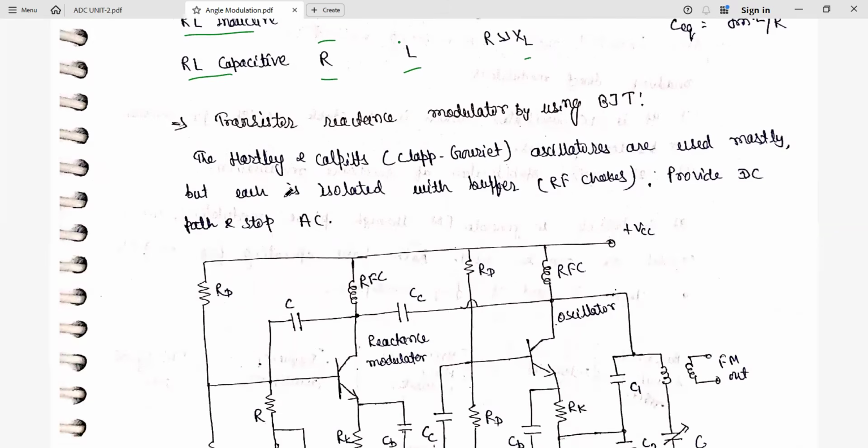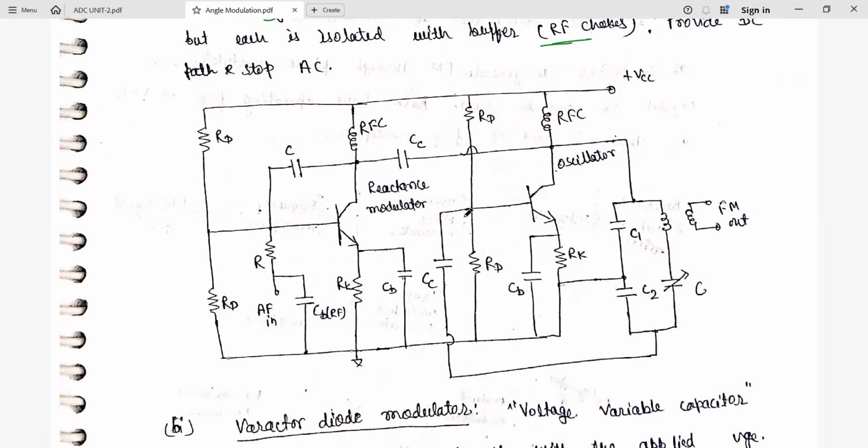Now another is the transistor reactance modulator using the BJT. So either we are going to use the Hartley or Colpitts oscillators. That is also here, we have Clapp-Gouriet oscillators, which are used mostly, but it is isolated with a buffer. Buffer is what, your RF chokes, that provide the DC path. It is going to allow the DC components and stop the AC components.